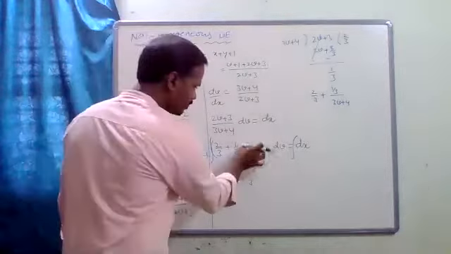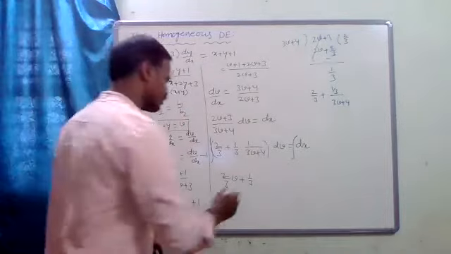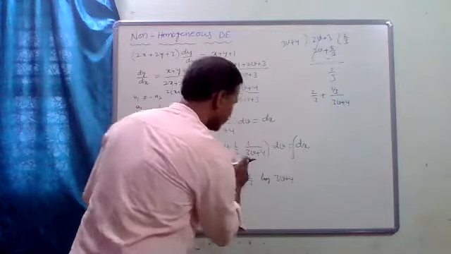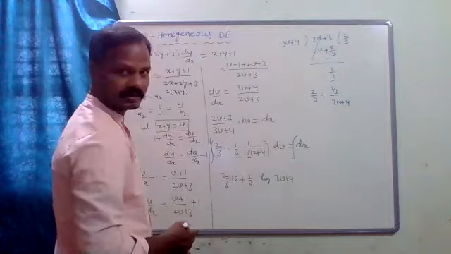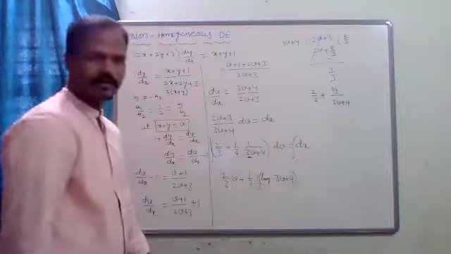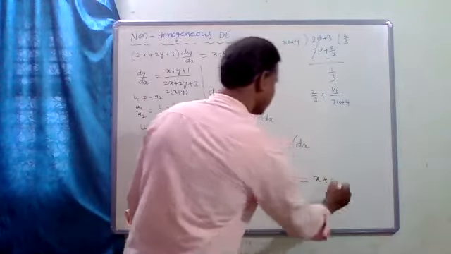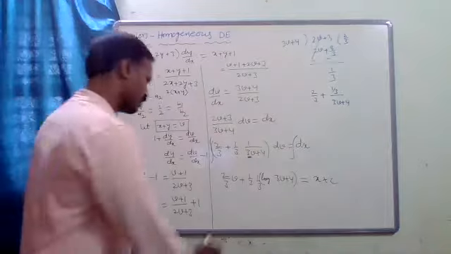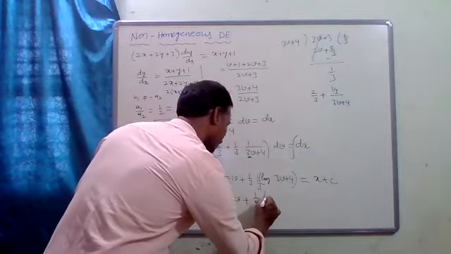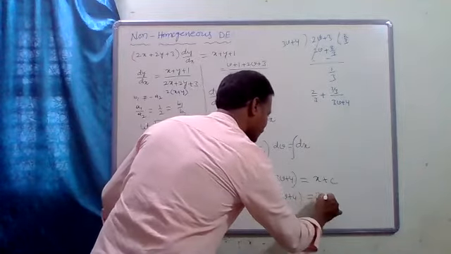See, this is of the form 1 by x. The integral of 1 by x is log x, so log of 3v plus 4. But here the coefficient of v is 3, so what you have to do is divide by 3. So this is equal to x plus c. Now this is 2 by 3 v plus 1 by 9 log of 3v plus 4 equal to x plus c.